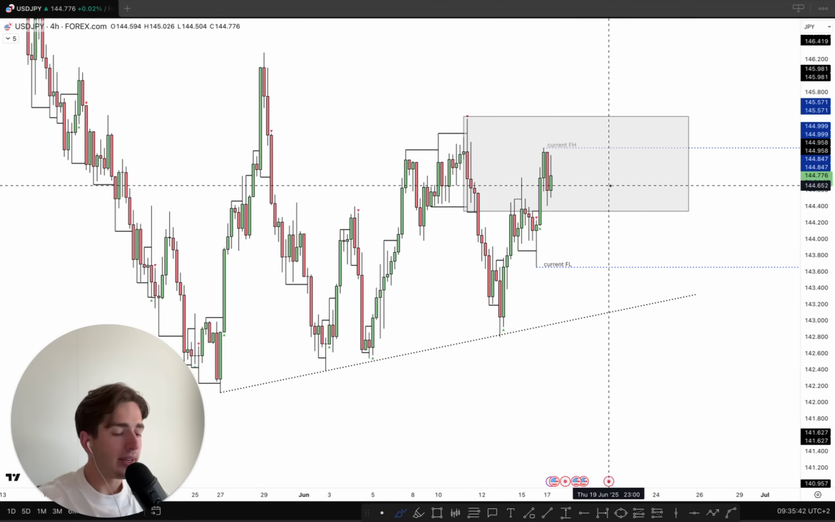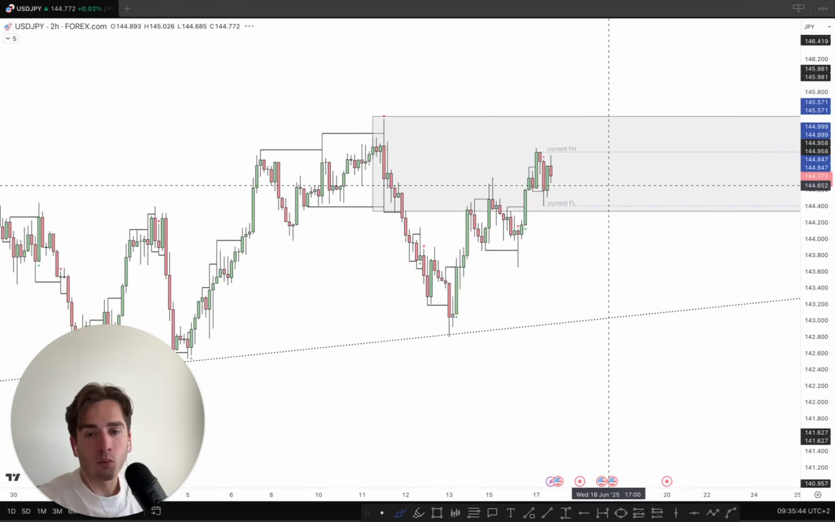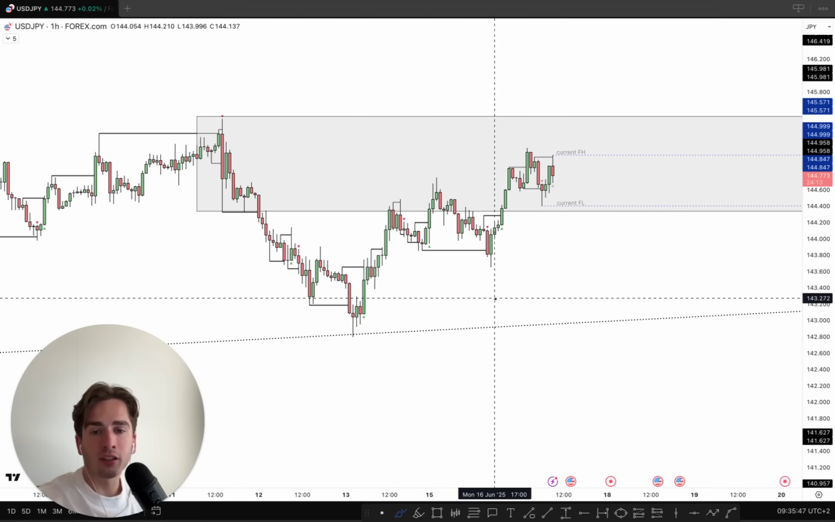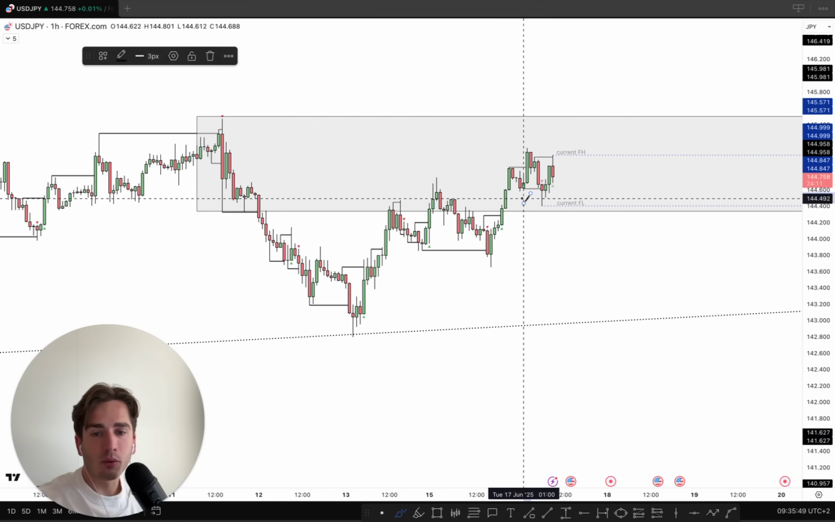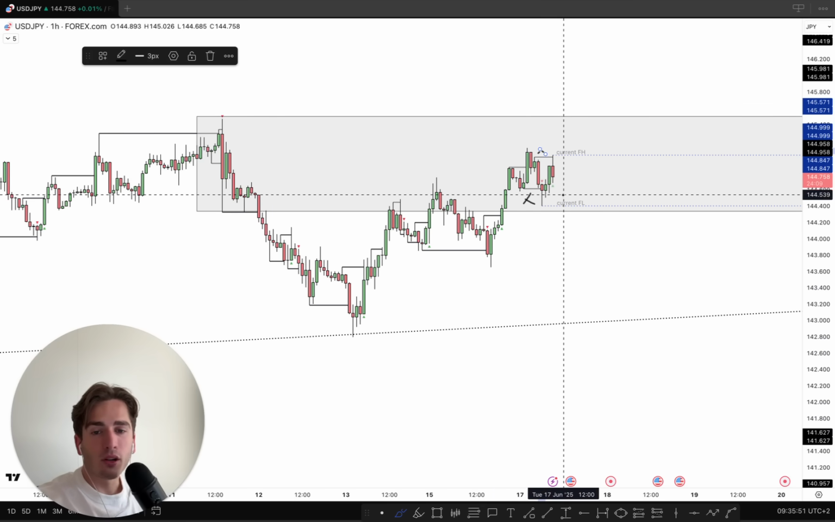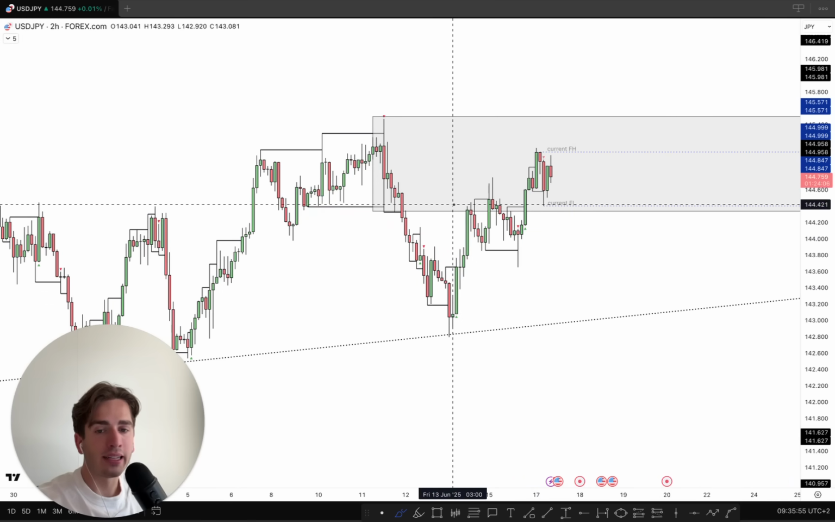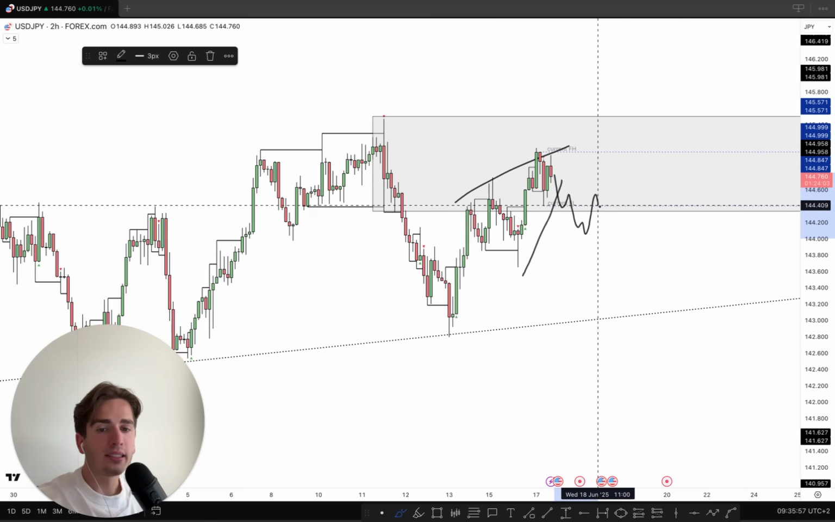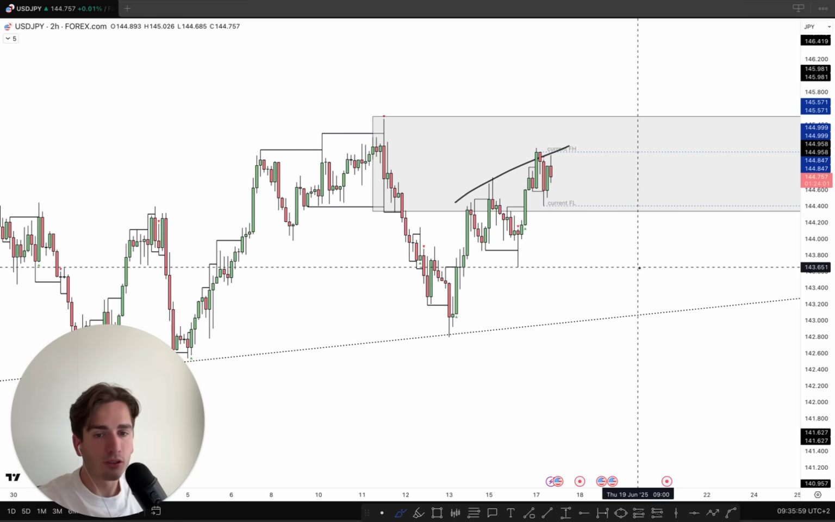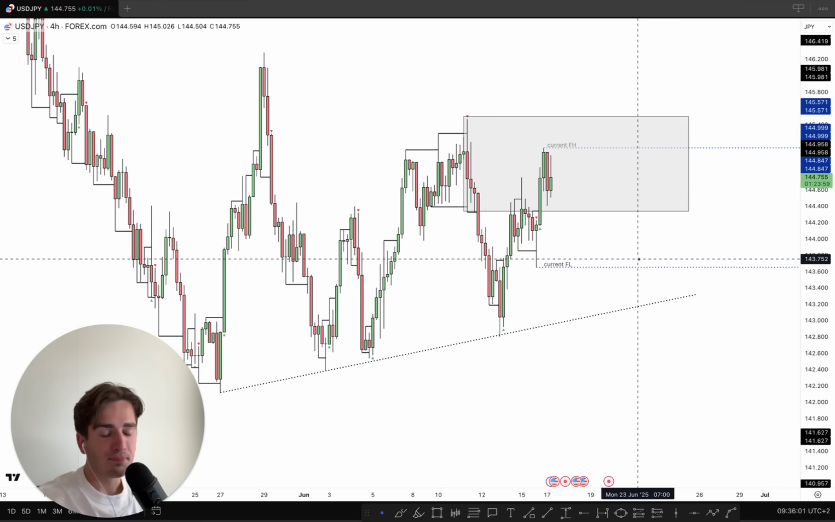But now what I'm really waiting for here on the 1-hour time frame is for momentum to really start kicking in. Because here you can see we break the low, we break the high. So I'm really looking for another strong momentum push down before getting into any potential short positions. So yeah, let's see if we get that, and then I'll start looking to get into shorts on USD yen.